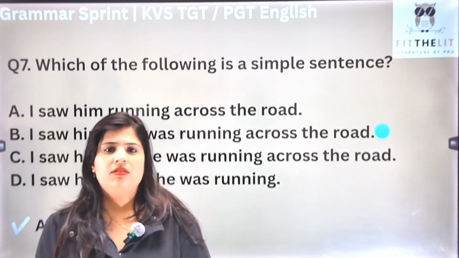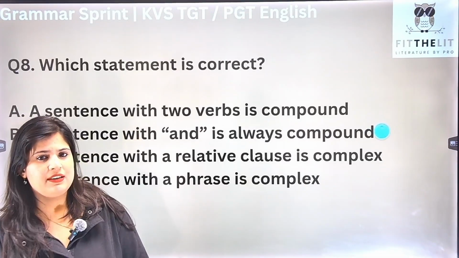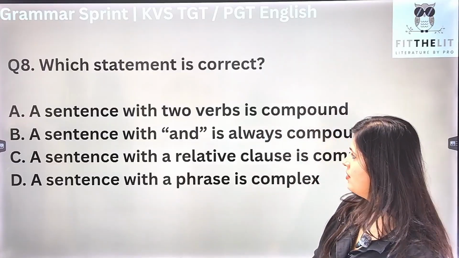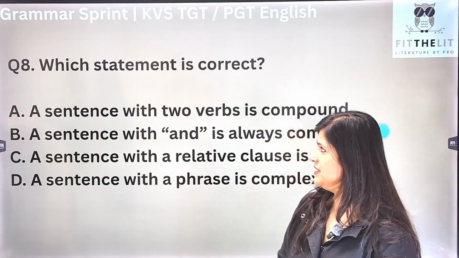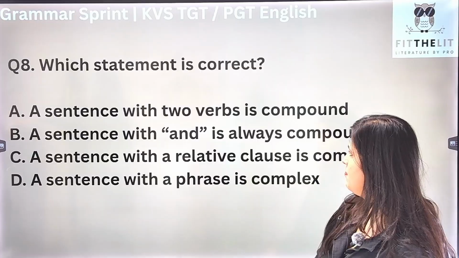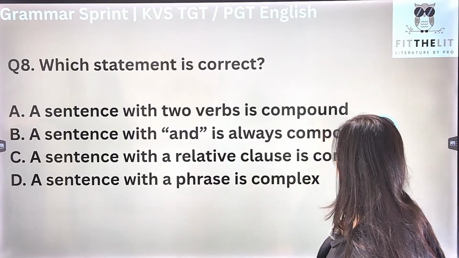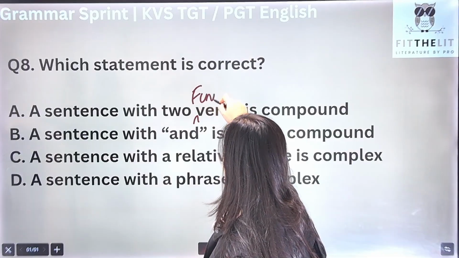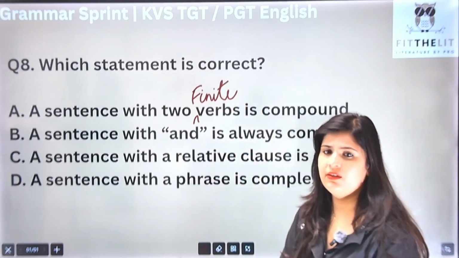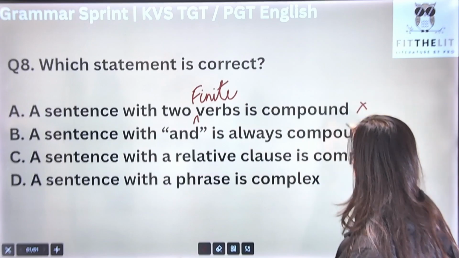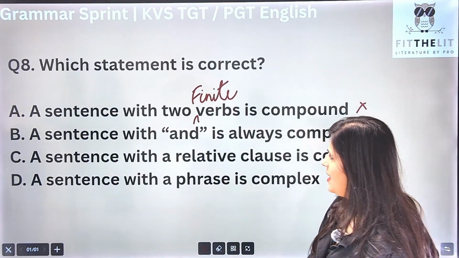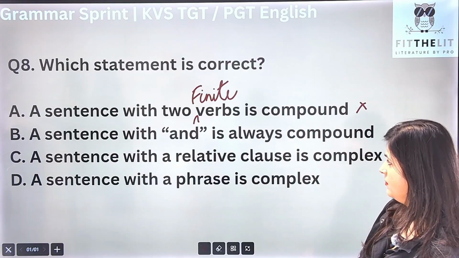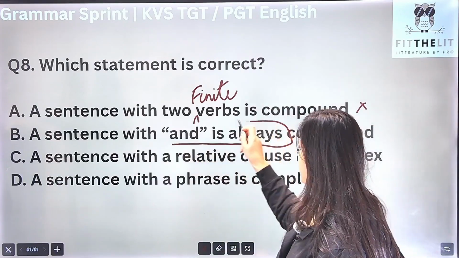Then we have the very last question, and that is, which statement is correct? It is based on your theoretical knowledge. A sentence with two verbs is compound. Although here it should be finite verbs. Okay, so of course it is not correct. A sentence with and is always compound.